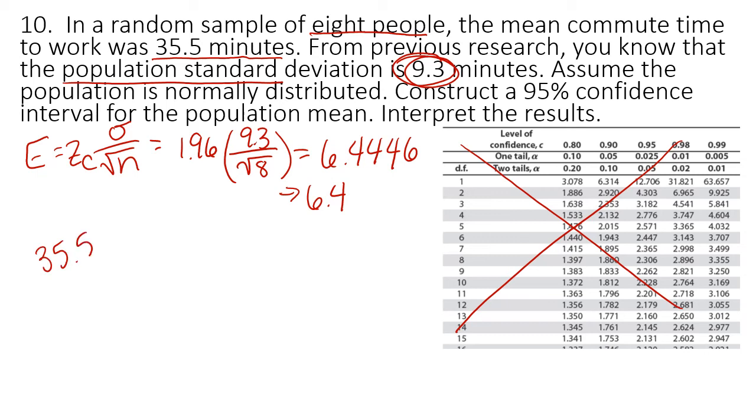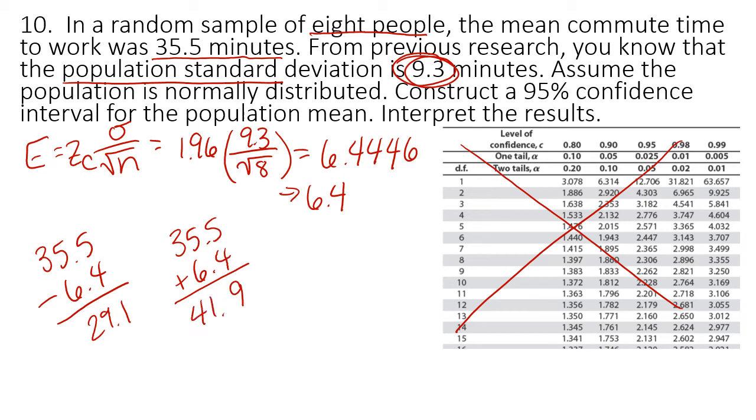So for our mean, we're going to subtract 6.4 and get 29.1, and you're going to add 6.4 and get 41.9. So we have a different standard deviation than we did before, but also our critical value changed because we were using a normal instead of the t. And again, that's because we have the population. So you don't use the t distribution if you have the population standard deviation. When you have the sample, you do use the t distribution.